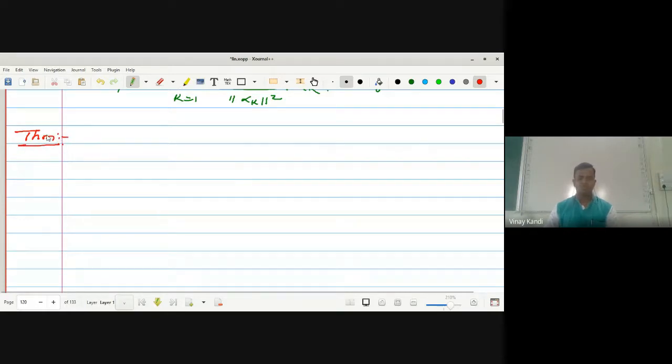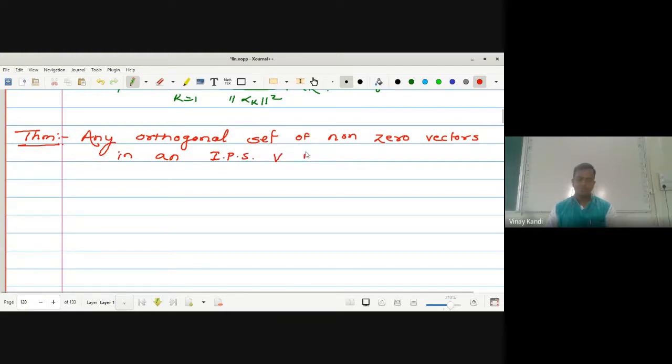Next theorem is: any orthogonal set of non-zero vectors in an inner product space V, capital V, is linearly independent. Now tell me whether the orthonormal set is independent or not.